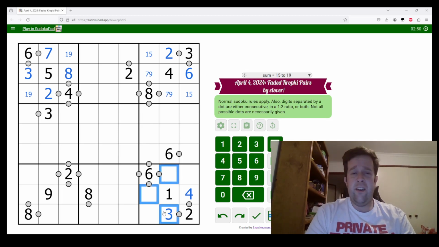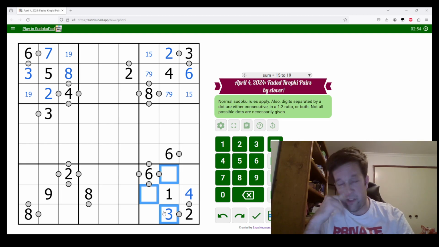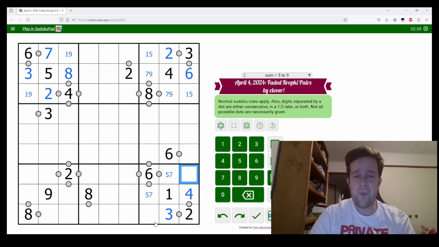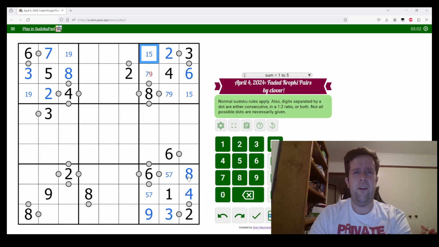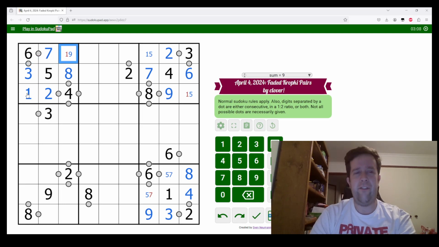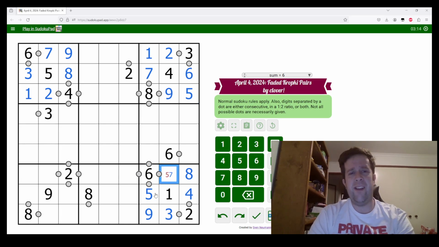6, half 6 is 3, meaning this must be 5 and 7, leaving 8 and 9 to place. This must be 8, this must be 9, which means we come back up here, make that 8 and 9, which undoes a lot for us. And this 7 bounces back down here.